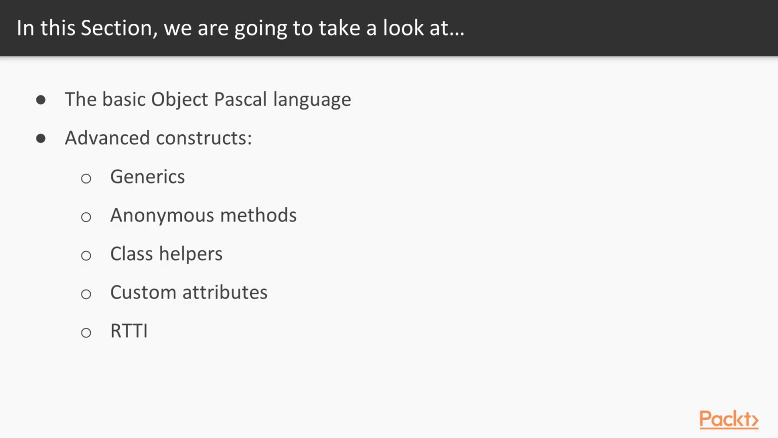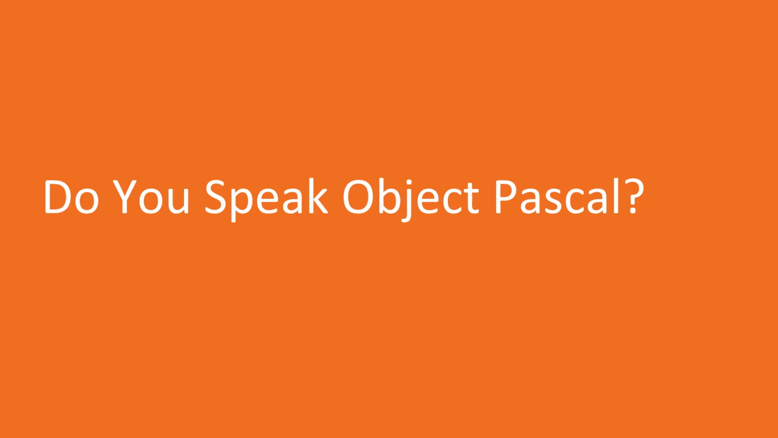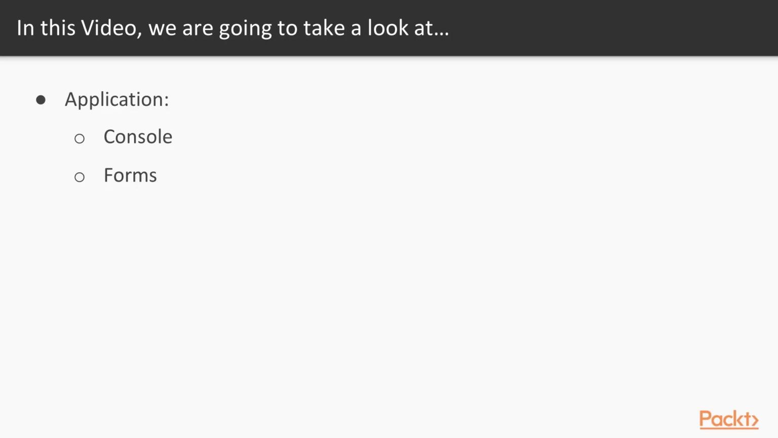This section will cover the basic Object Pascal language features and advanced constructs such as generics, anonymous methods, class helpers, custom attributes, and runtime type information, RTTI. Now we move on to the first video of this section that deals with Object Pascal. In this video, we are going to take a look at console applications and forms applications in Object Pascal.